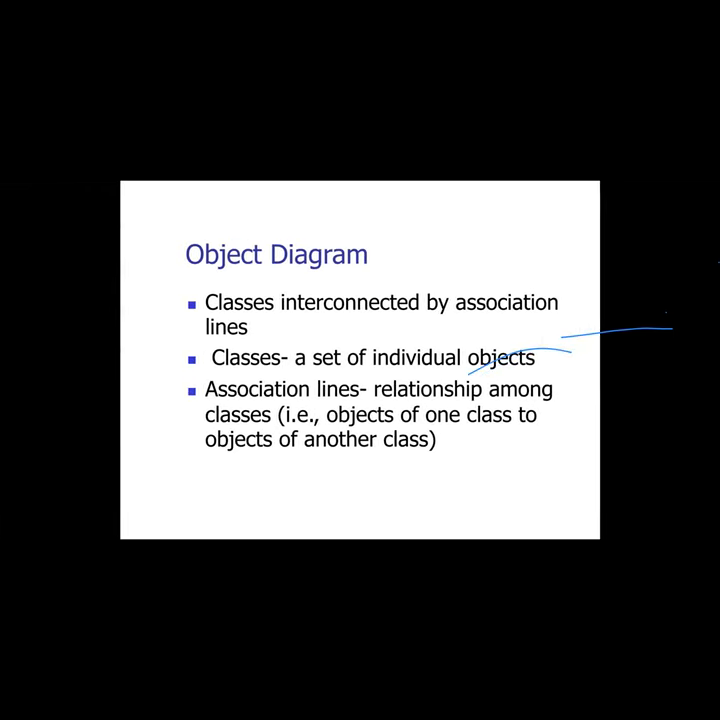So while drawing any object diagram, we have to draw the standard symbols. An object diagram will look like a rectangle with two columns. The first column will represent the attributes, and the second column will represent the set of functions.